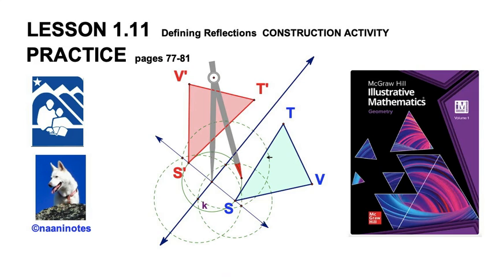This video, the instruction video to go with a class activity, a compass construction activity for reflections. And it's in our McGraw Hill textbook over here, pages 77 through 81. This is lesson 11 or 111. So, it's a little bit different. And we've done a lot of these before, but this is slightly different than the way we did it in McDougall-Attell. So stay with me here.